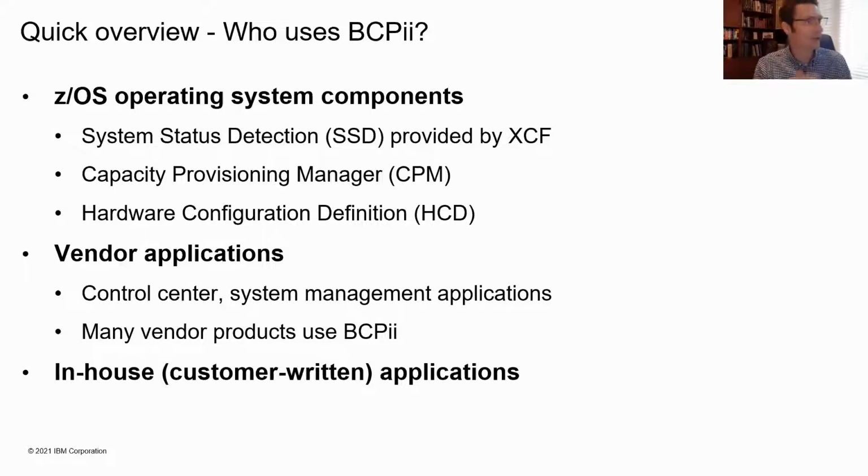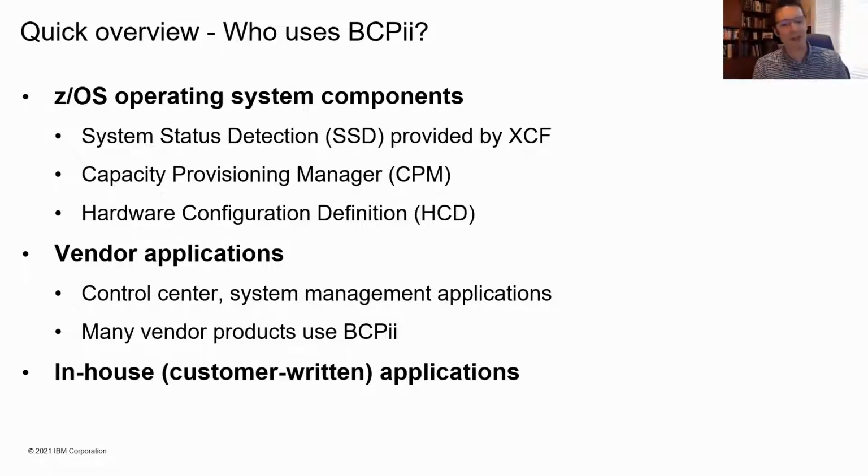And so, for example, XCF uses it. Capacity Provisioning Manager uses it to actually be able to dynamically add and remove temporary capacity on your system through a set of policy controls that tell CPM when they can add and remove that. Again, using BCPii. HDD uses BCPii for some functionality. You have several other components of the operating system that actually use BCPii.